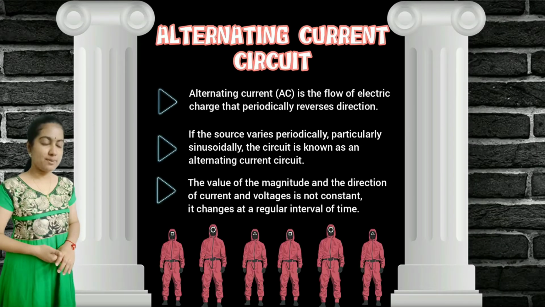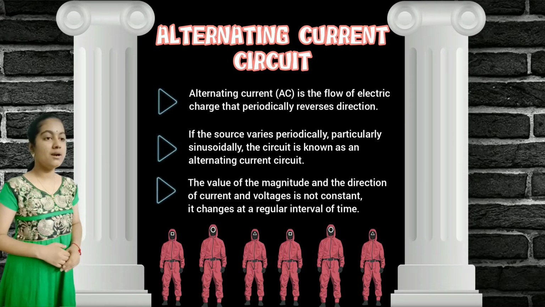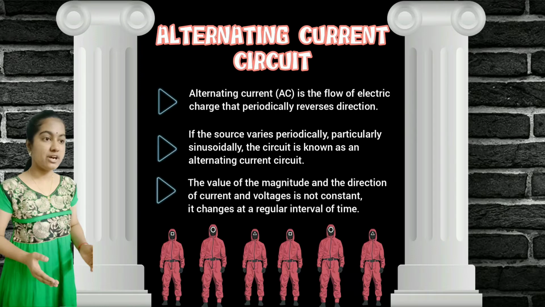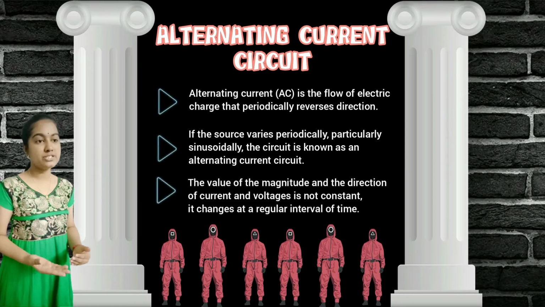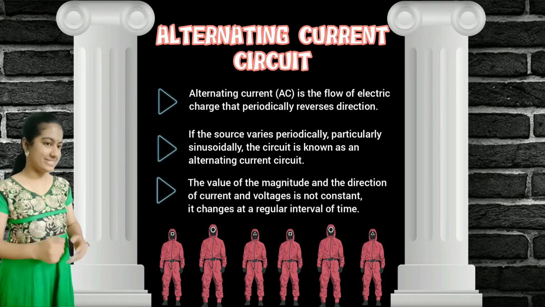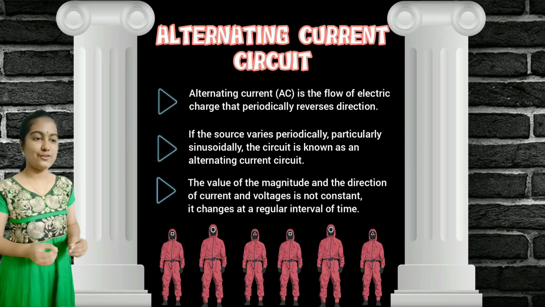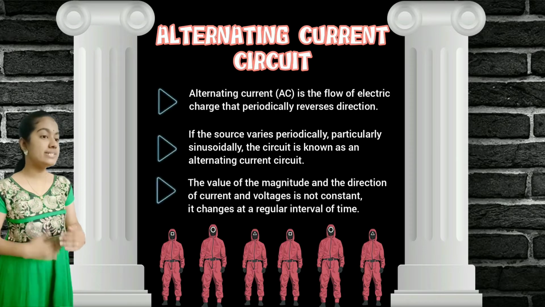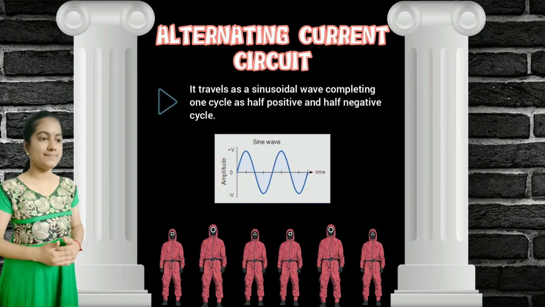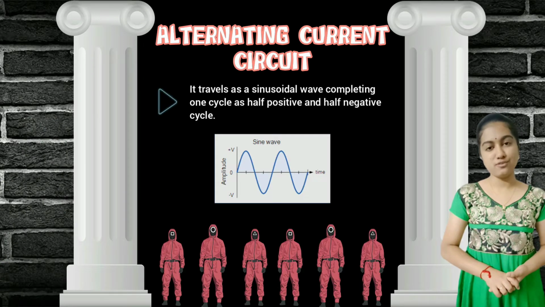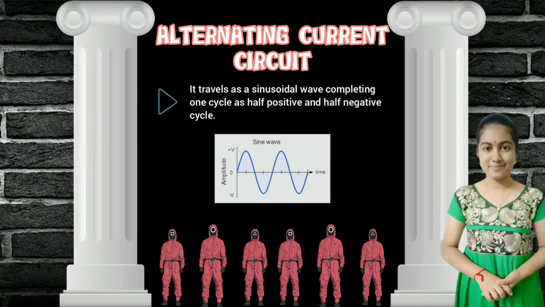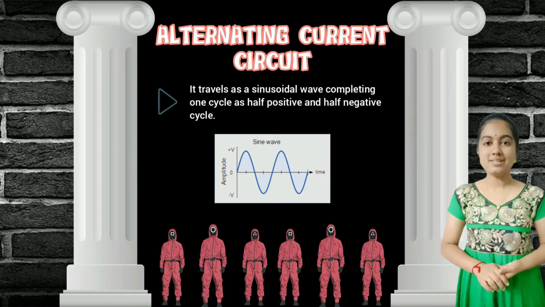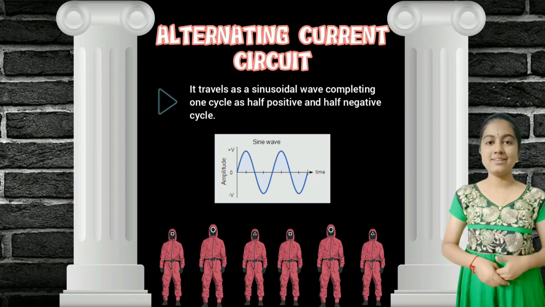Now I'm going to explain the alternating current circuit. Alternating current is a flow of electric charge that periodically reverses direction. If the source varies periodically, particularly sinusoidally, the circuit is known as an alternating current circuit. In an AC circuit, the magnitude and direction of the current and voltage are not constant. They change at regular intervals of time. Its travel has a sinusoidal wave, completing one cycle as a half positive and half negative cycle. The diagram below shows the sinusoidal wave of the alternating current.